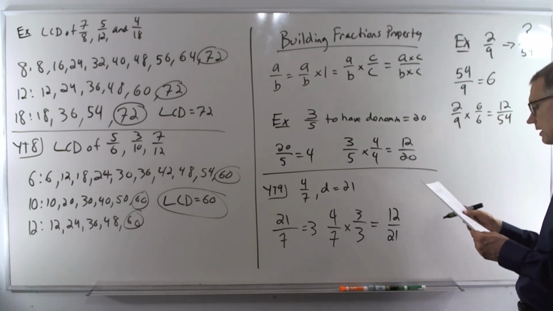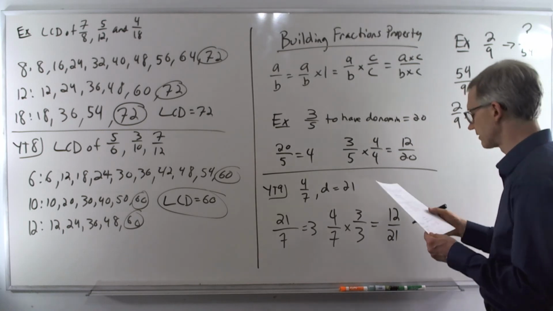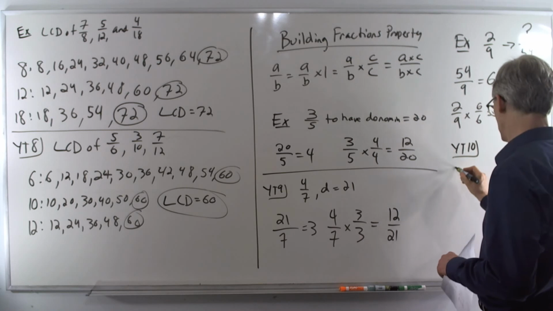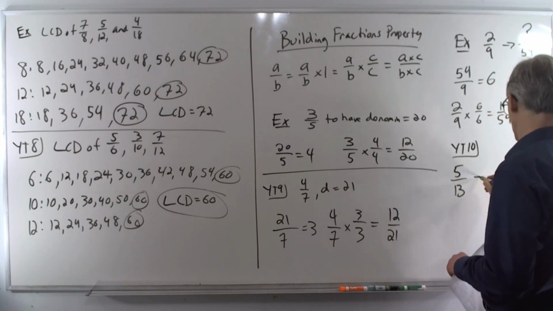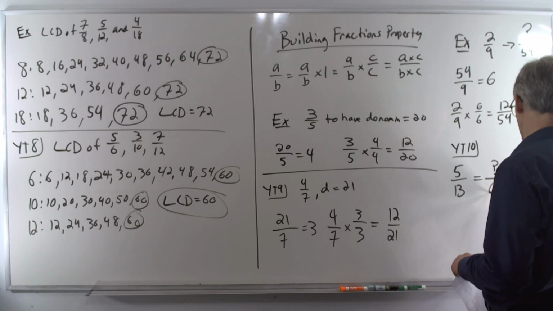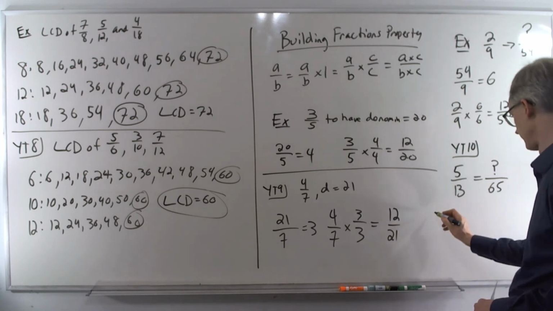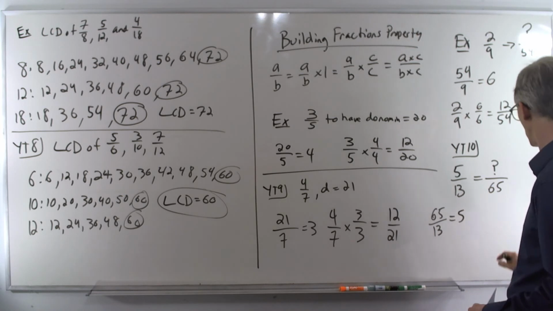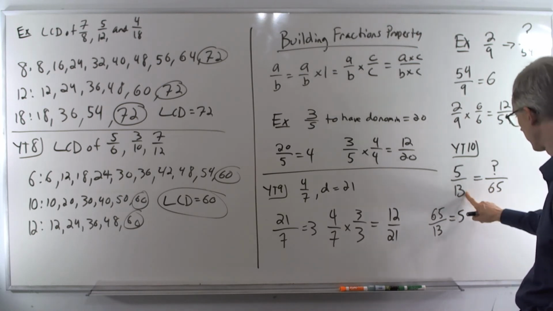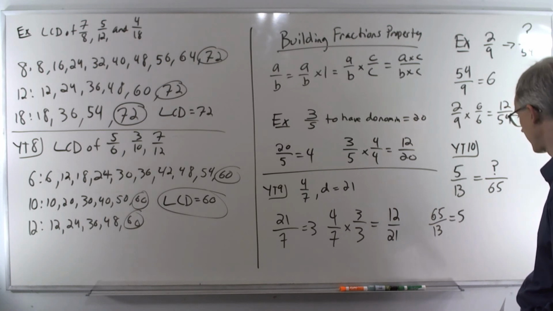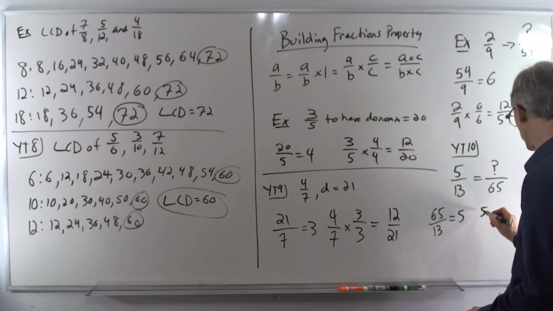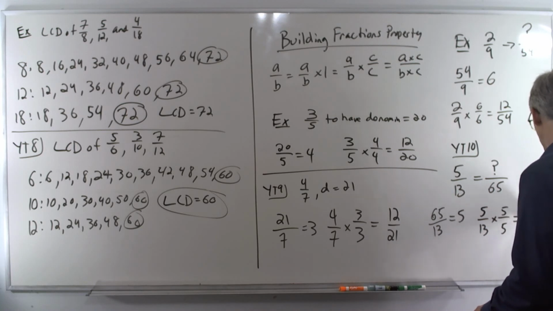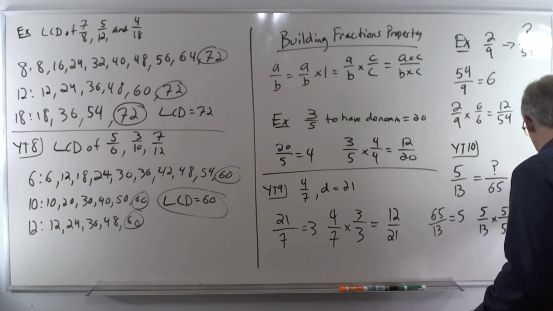Your turn, number 10. Build 5/13 to have a denominator of 65. All right, take the new denominator, divide by the old one. 65 divided by 13 is 5. So there's our multiplier. We're going to do 5 over 13 times 5 over 5 and get 25 over 65.